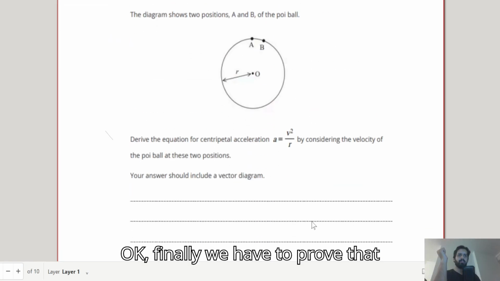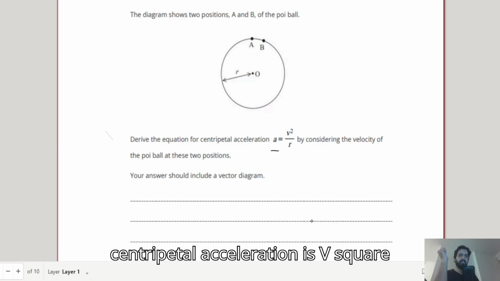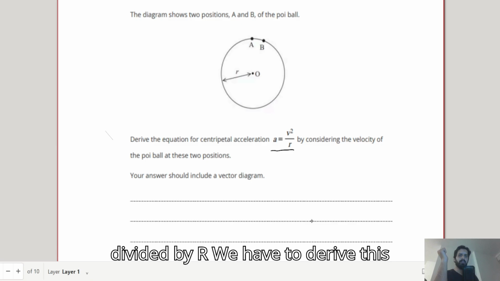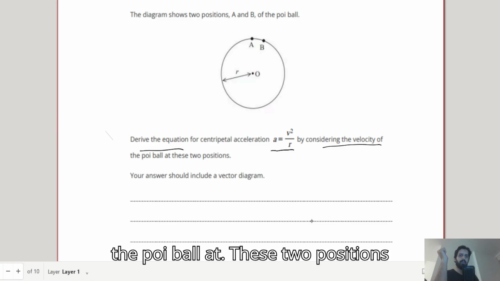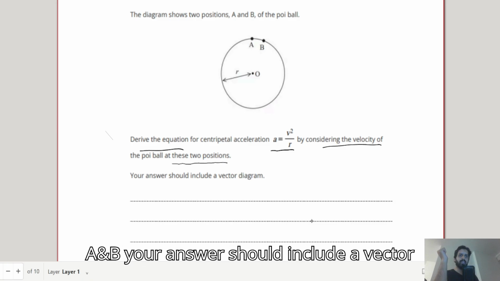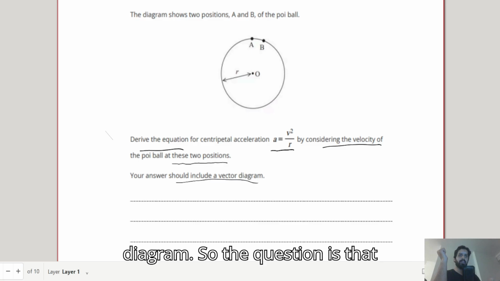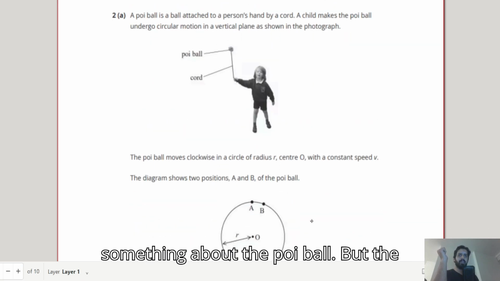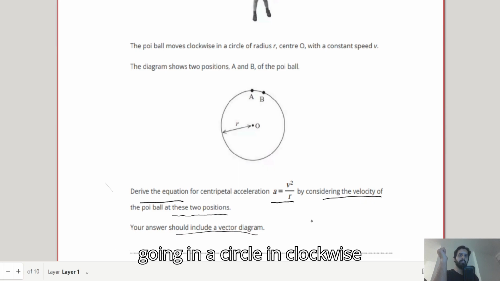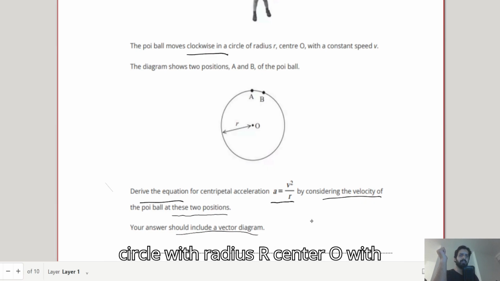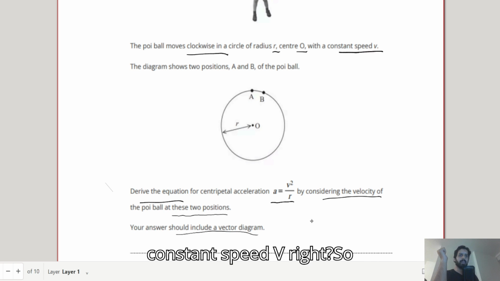Okay, finally, we have to prove that centripetal acceleration is v squared divided by r. We have to derive this equation by considering the velocity of the poi ball at these two positions A and B. Your answer should include a vector diagram. So the question is about the poi ball, but the basic idea is that we have something going in a circle, in a clockwise circle with radius r, center O, with constant speed v, right?